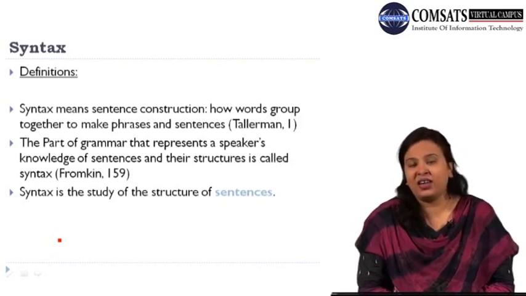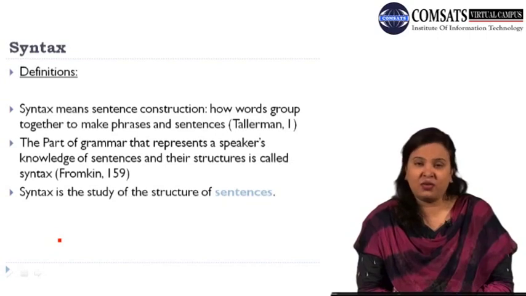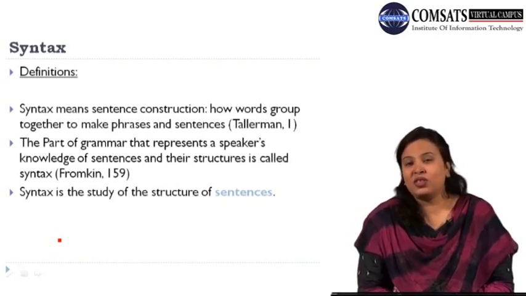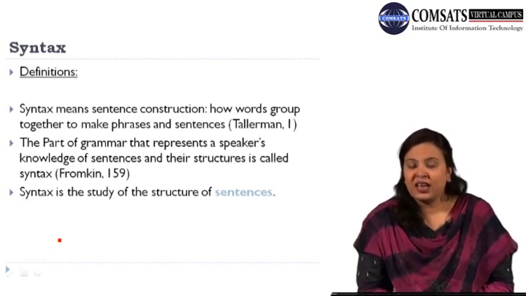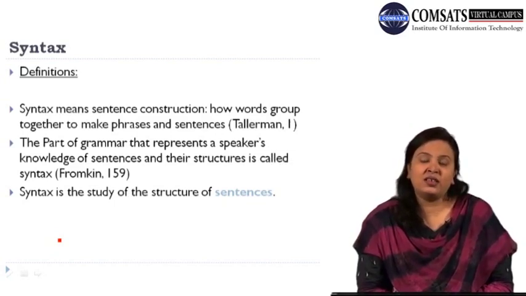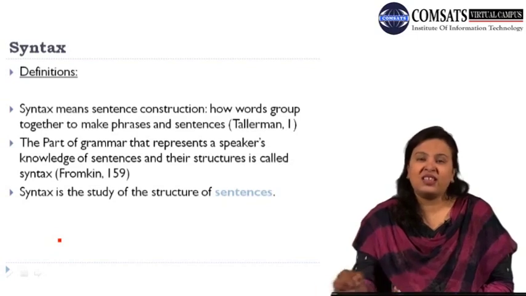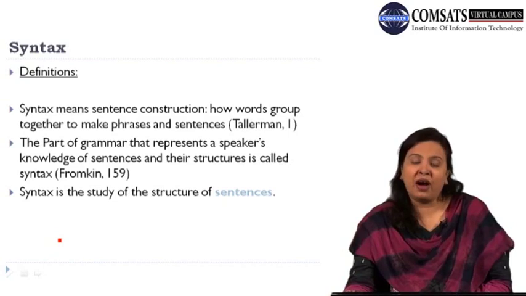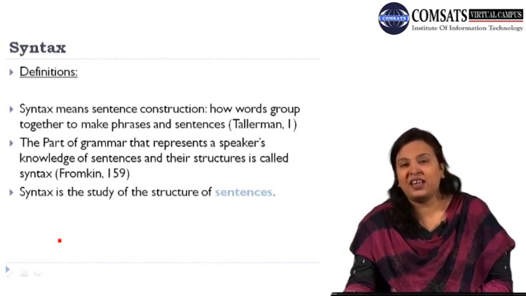Now we can call syntax, in short, the study of the structure of sentences, whereas morphology was the study of the structure of words. In syntax, we are concerned with the structure of sentences, how sentences are made, how words are combined to make sentences, and what the arrangement of different items within sentences is.